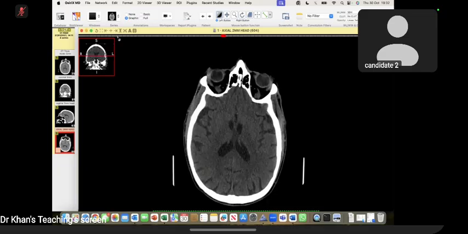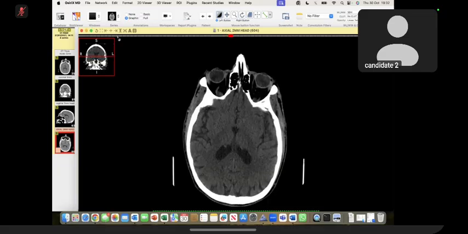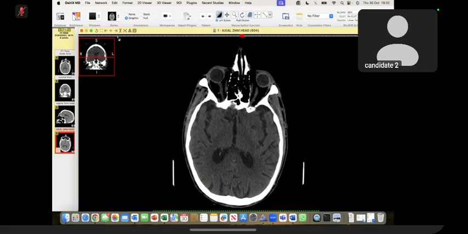The ventricular size is normal. Bilateral sylvian fissures are unremarkable.